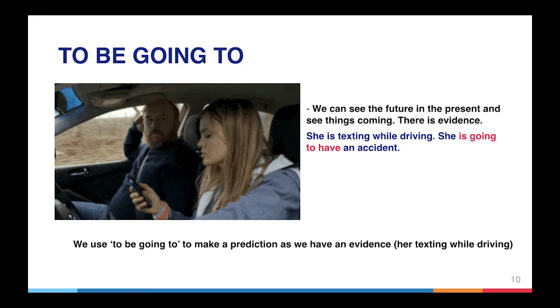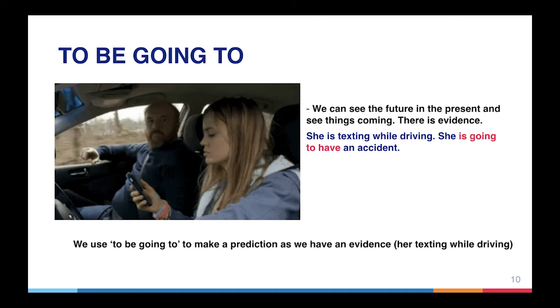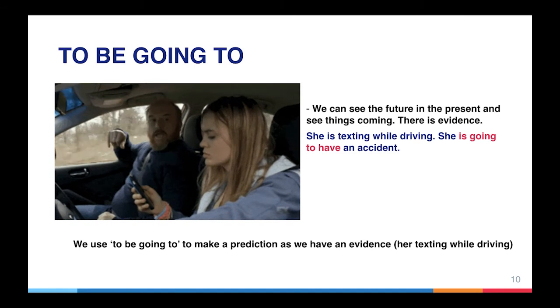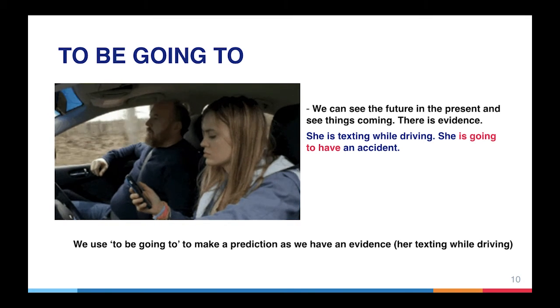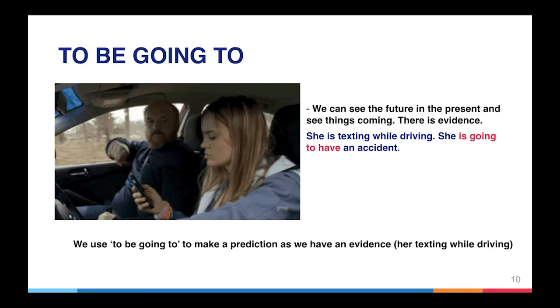The second future tense we will revise today is to be going to. Let's again try and revise the use of to be going to. The first use of to be going to is we can see the future in the present and see things coming. There is evidence. That is, we make predictions, but this time we have evidence.